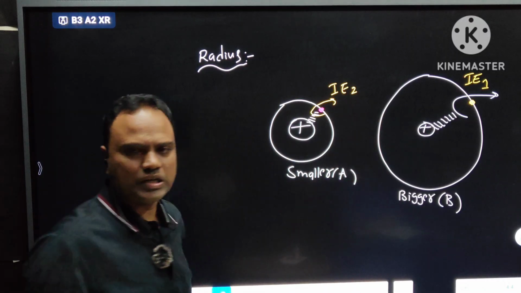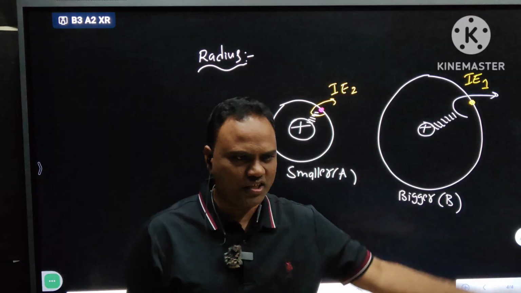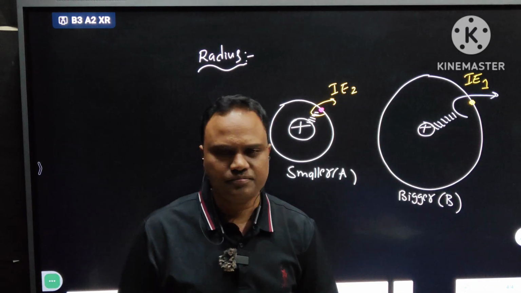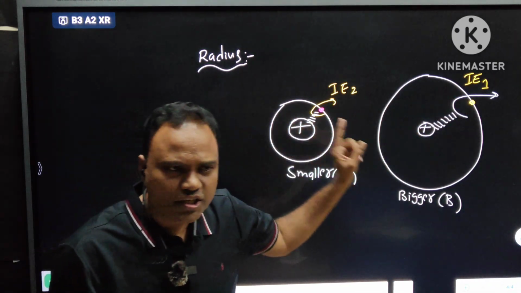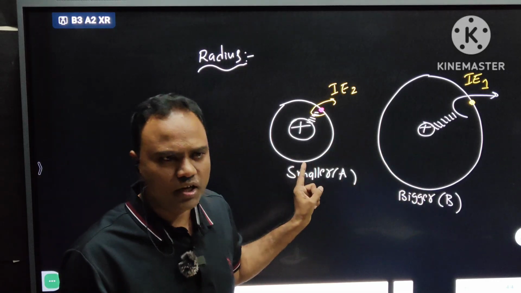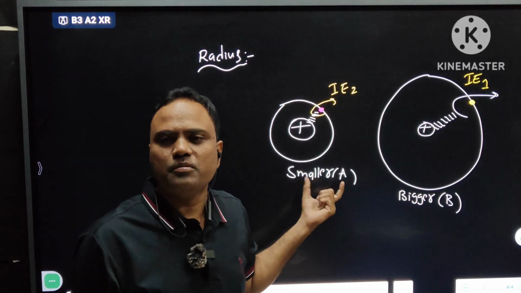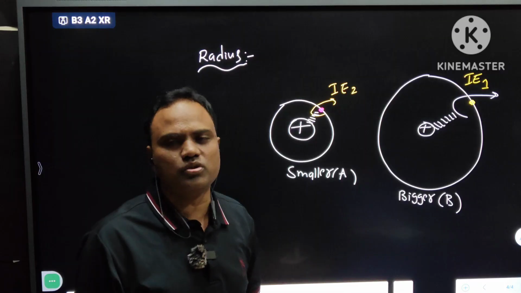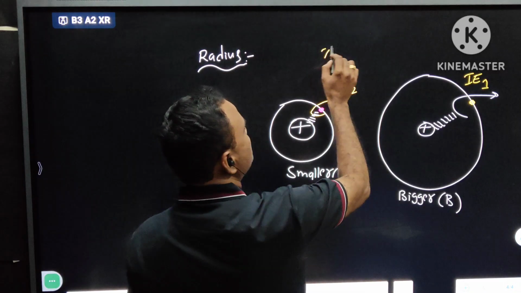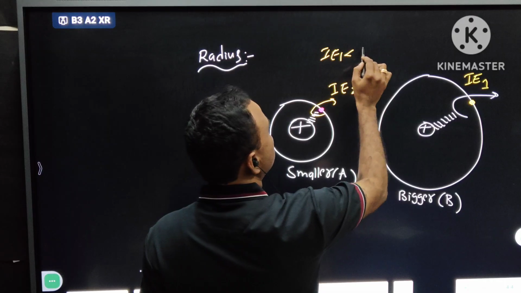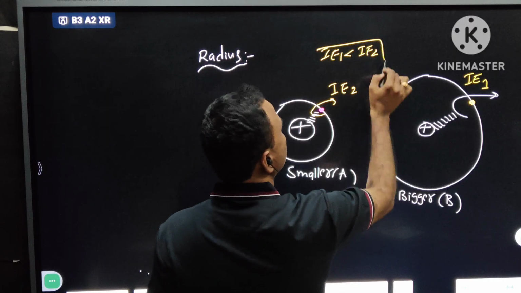IE2, because generally what I gave is IE1 is less than IE2, so follow that one. Generalization: in this case, ionization energy 1 is less than ionization energy 2. Why? Because here nuclear attraction is more on the outermost electron. Clear? So what is the relation here? Ionization energy 1 is less than ionization energy 2. Got it?